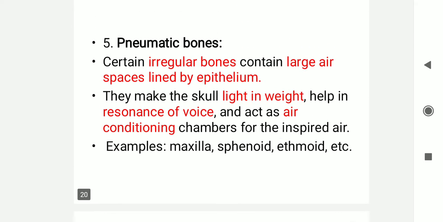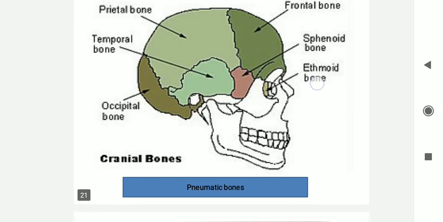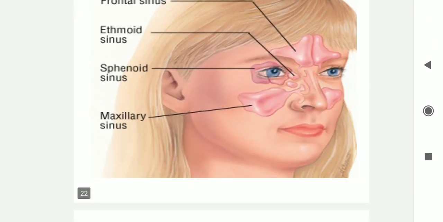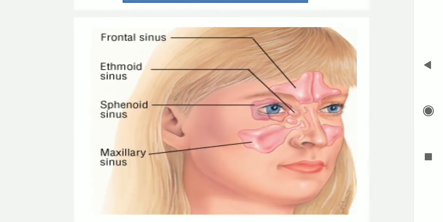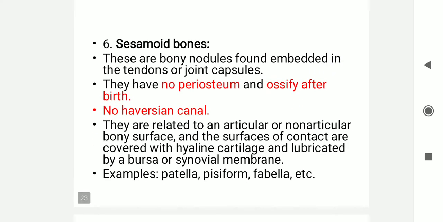Pneumatic bone, irregular bone, contains large air spaces lined by the epithelium. And what is its function? It makes the skull light in weight, helps in resonance of voice, that we have discussed, timbre of the voice, and acts as the air conditioning chamber. Same, sinuses: frontal sinus, ethmoidal sinus, sphenoid sinus, and maxillary sinus. Many times due to severe rhinitis there may be sinusitis, and due to the sinusitis there will be headache. So remember this during such a patient.